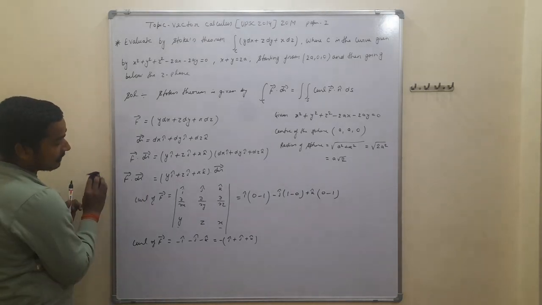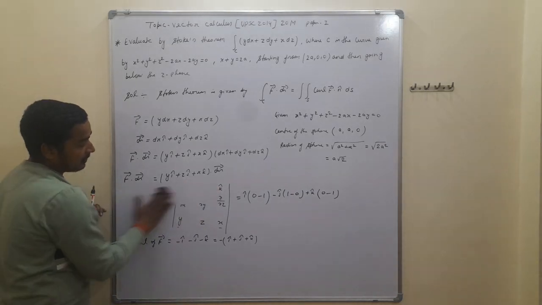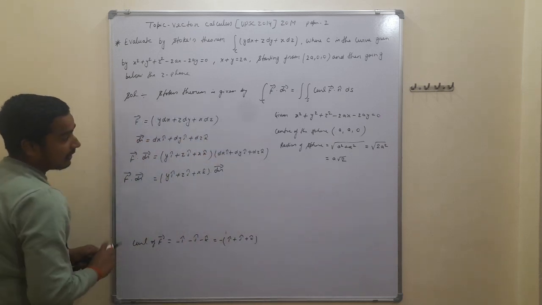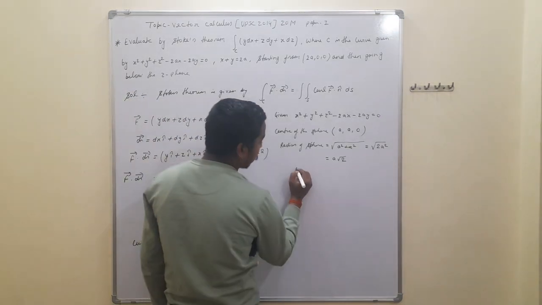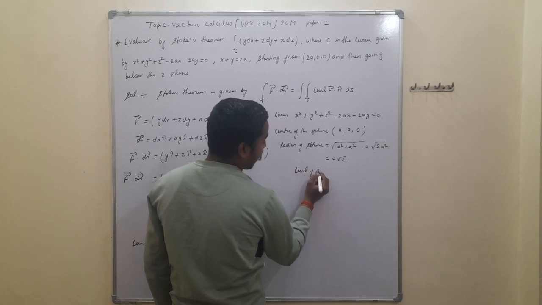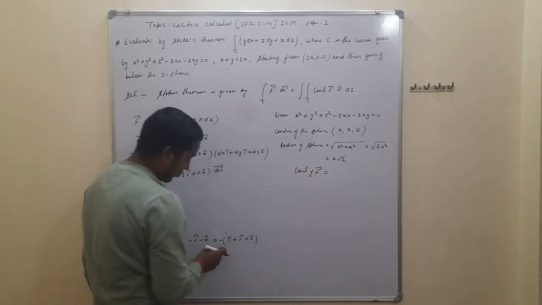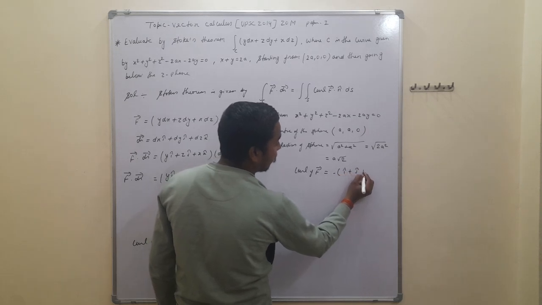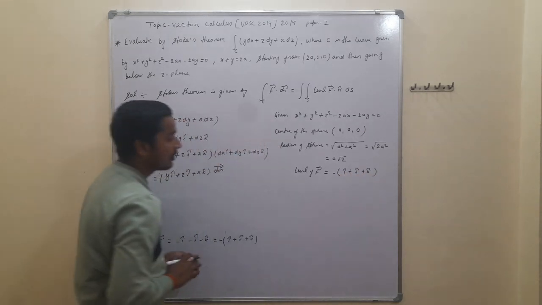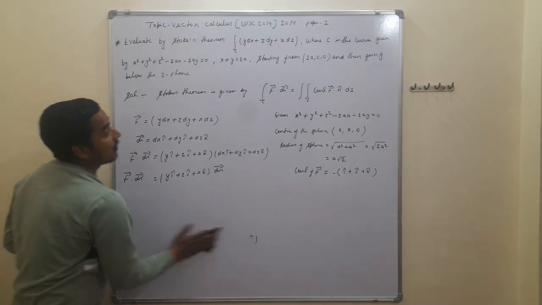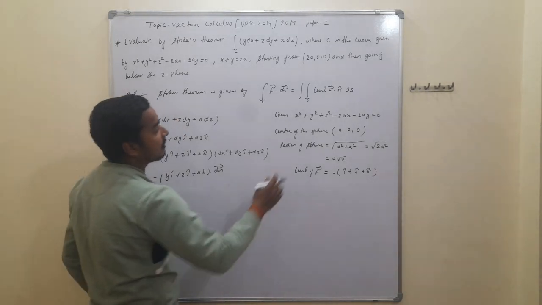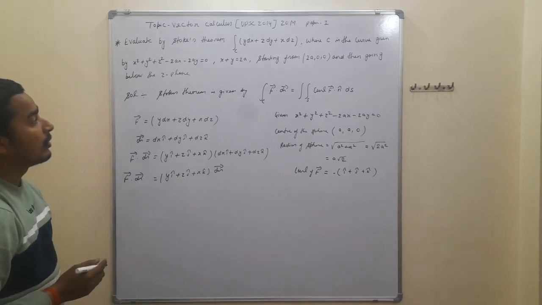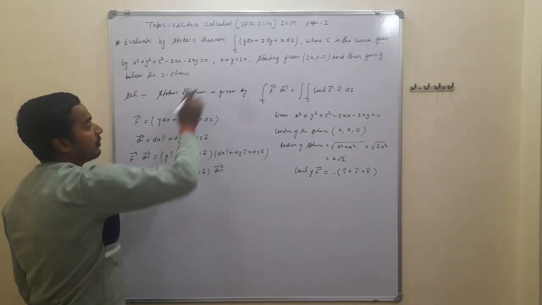We have to write once again, we have to rub this portion, and we have to write here the value of curl. Curl of f is given by minus i cap plus j cap plus k cap, and further we have to find the unit normal n cap.